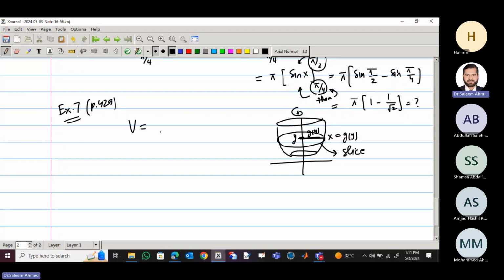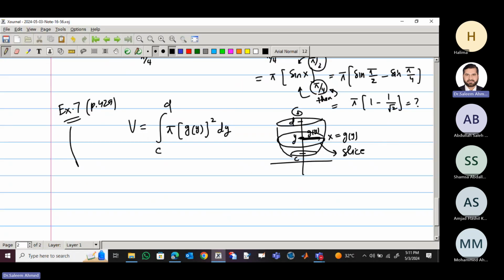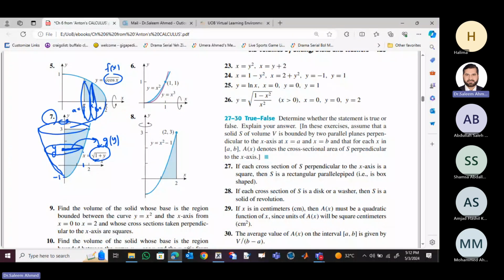So it means now if I integrate, my volume will become from C to D, because my y goes from C up to D. So y goes from C to D and it will become pi g of y squared dy. Now it is not f of x, now it is g of y. This is my radius. So in our question, g of y is square root of 1 plus y and y goes from -1 to 3. So in exercise 7, it will become the integral from -1 to 3 of pi times square root of 1 plus y, squared, dy, because this is my g of y, square root of 1 plus y.